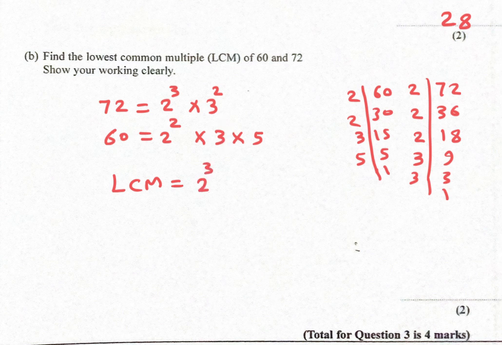3 power 1 and 3 power 2, so 3 power 2. And we have 5, so take 5. Multiply them, it's going to be 360. So the LCM is 360.